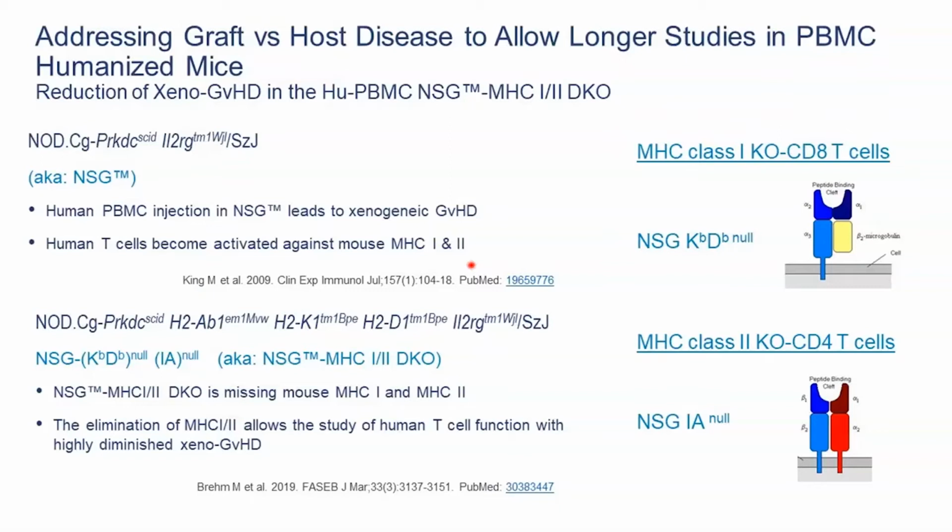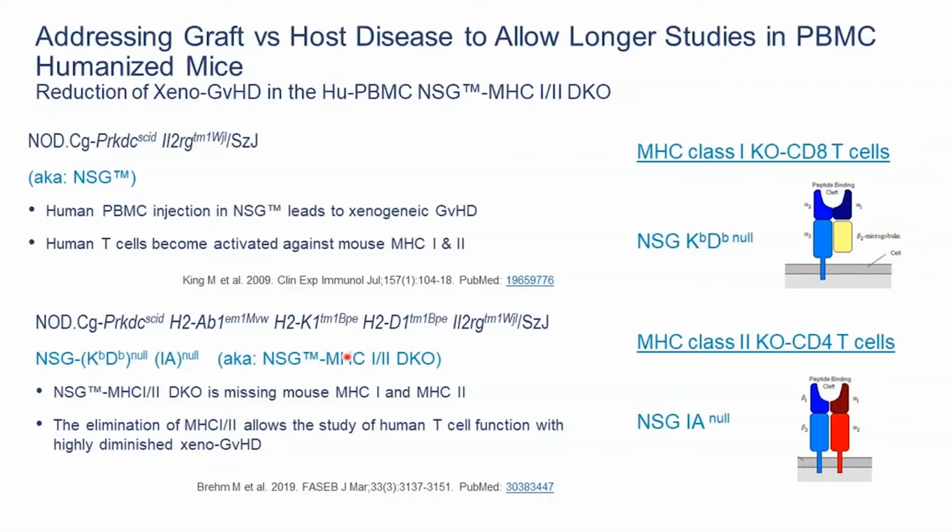So using that information, they said, well, wouldn't it be wonderful if we had an immunodeficient mouse that we could put human PBMCs into, that wouldn't develop graft versus host disease, and we could start doing more long-term studies. We could add tumors on board, and we wouldn't have the complications of graft versus host disease. So he moved on and created an MHC class 1, class 2 double knockout.